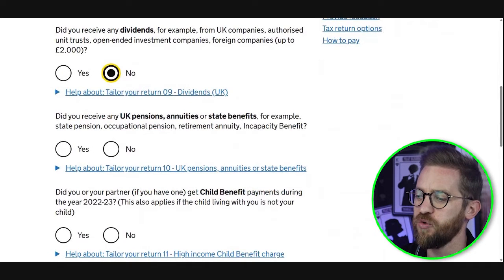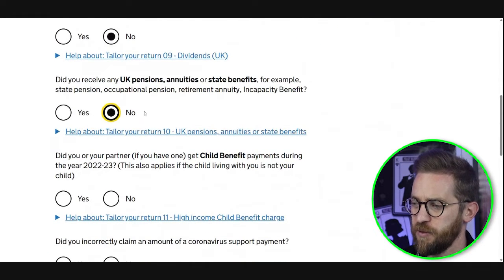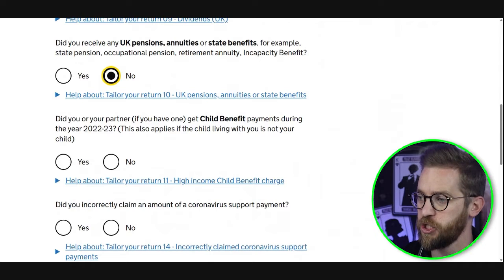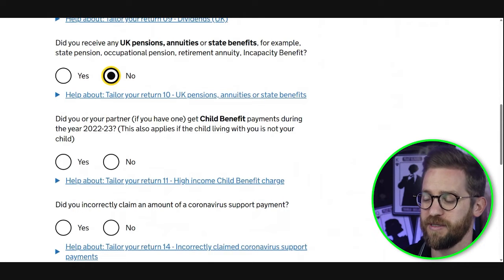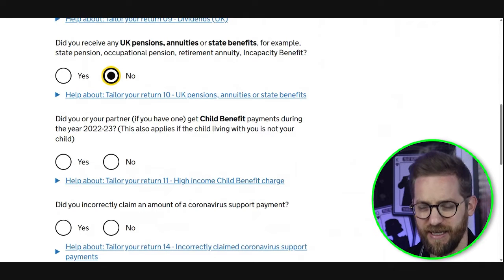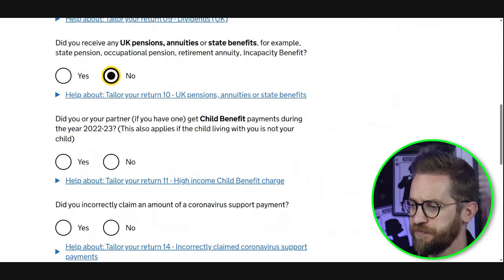Did you receive any UK pension income? So pensions are taxable income as well, even though you're encouraged to save into a pension scheme, and they can be really tax efficient. When you do draw down money from a pension, a lot of that money will actually be taxable, especially when you're taking it as an annuity.